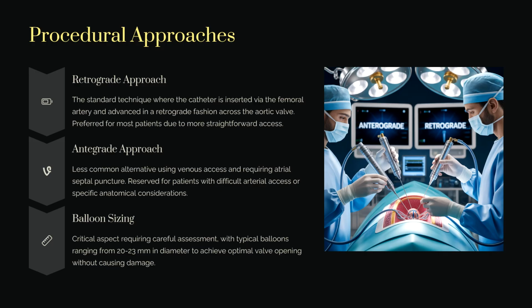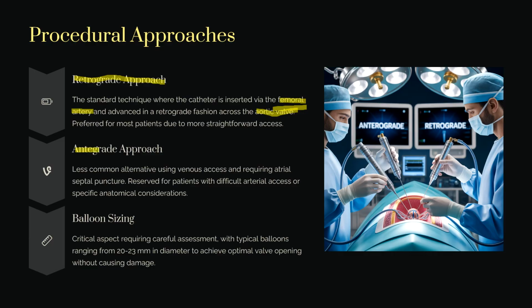Now, procedural approach. Retrograde approach. What is this? The standard technique where the catheter is inserted via the femoral artery. You have to remember the name of the artery, that is femoral artery. So through femoral artery, the catheter is inserted and advanced in a retrograde fashion across the aortic valve. Preferred in most patients due to more straightforward access. So this is called the retrograde approach where the femoral artery is used.